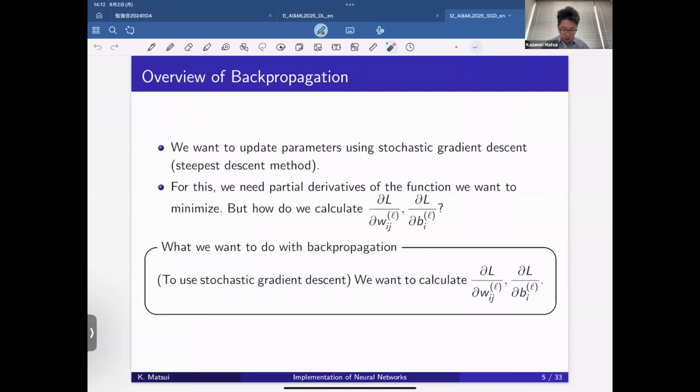For this, we need two gradients, which means partial derivatives. Since parameters are w and b, we need to calculate the partial derivatives of the loss function L with respect to W and with respect to b. But how do we calculate them? This becomes a problem. So what we want to do with backpropagation is to calculate these partial derivatives. This is our motivation.